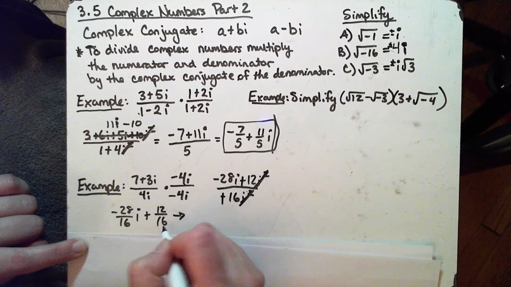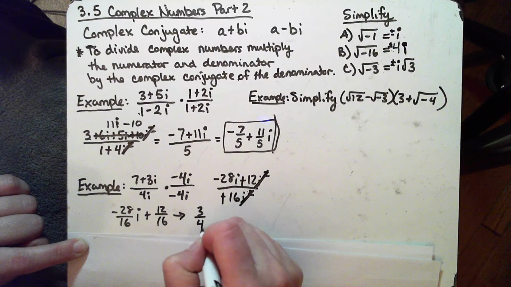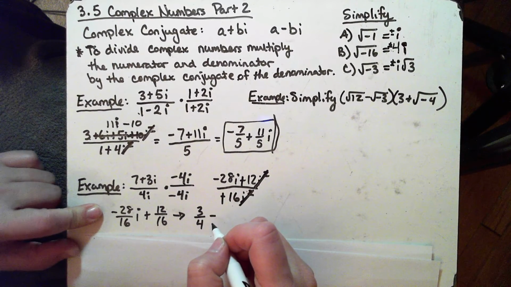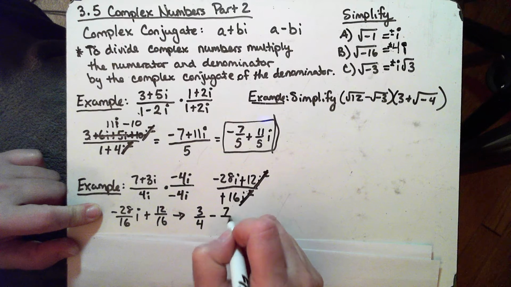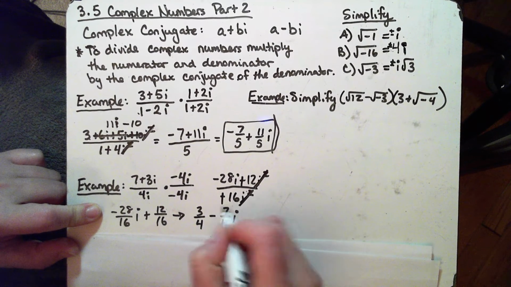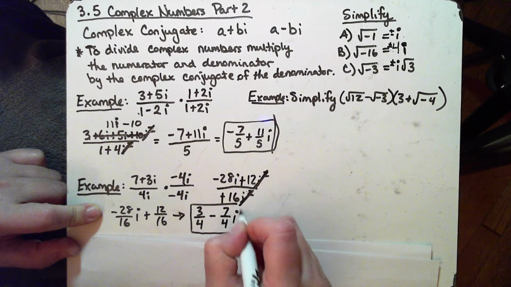So I'm going to reduce this by 4 to get 3/4. And 28 over 16 can also reduce by 4 to get 7 over 4i. And that is my final answer.